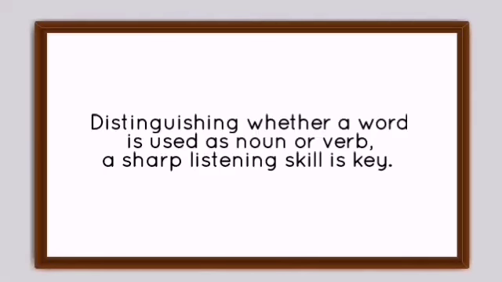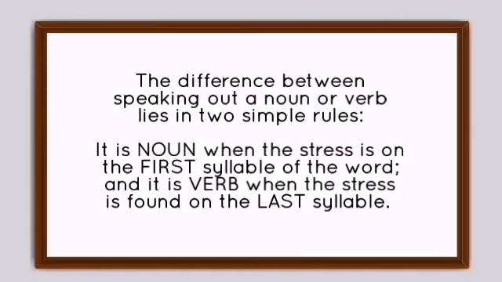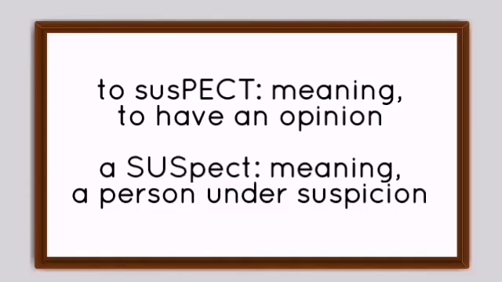In distinguishing whether a word is used as a noun or verb, a sharp listening skill is key. In addition, the difference between speaking out a noun or a verb lies in 2 simple rules. It is a noun when the stress is on the first syllable of the word, and it is a verb when the stress is found on the last syllable.